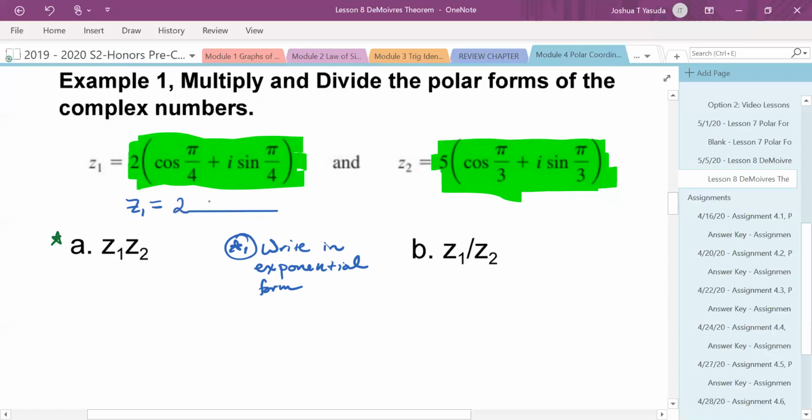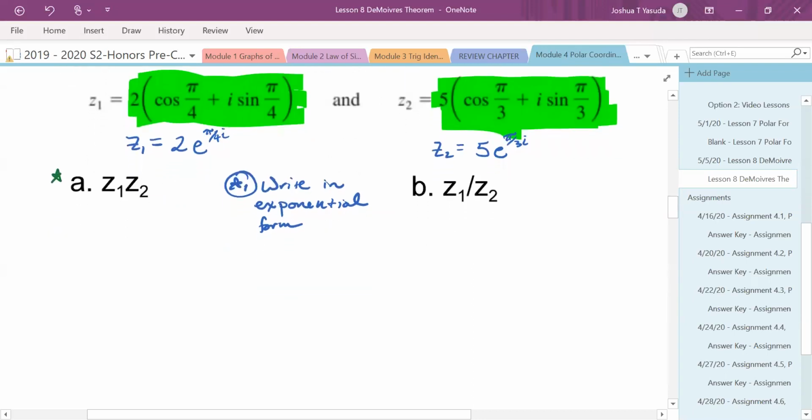Here we go: z1 is 2e^(πi/4), and z2 would be 5e^(πi/3). Okay, and so if I'm going to multiply them, and I know this is not the best instruction, but literally just do good math. You're like, what do you mean? I mean, literally do good math. Take 2e^(πi/4) and multiply by 5e^(πi/3).